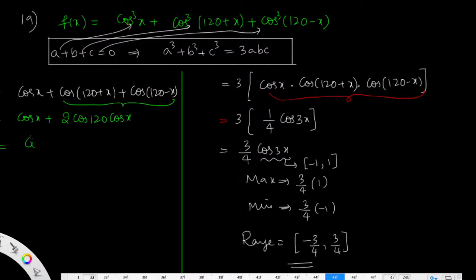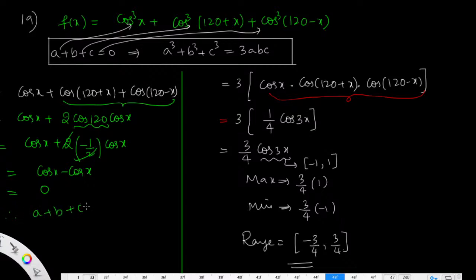So that gives you cos x plus 2 into cos 120, which is minus 1 by 2, into cos x. The 2 will get cancelled. Then cos x minus cos x gives you 0. Therefore, a plus b plus c, here we got the value as 0. Then we can apply the concept of a cube plus b cube plus c cube equals 3abc.